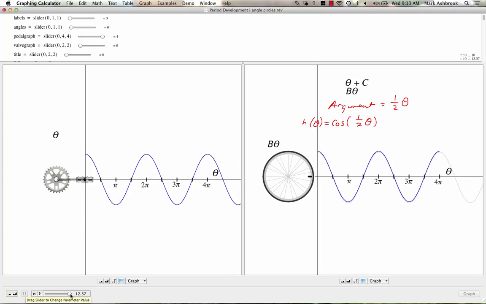So draw it with your finger. Cosine of 1/2 theta. Okay, watch it. Ready? Here we go. So that's tracking the horizontal position of the tire valve as a function of the pedal angle theta.